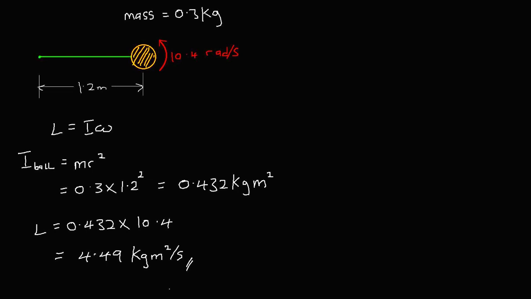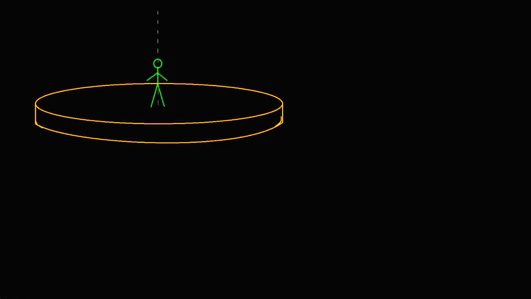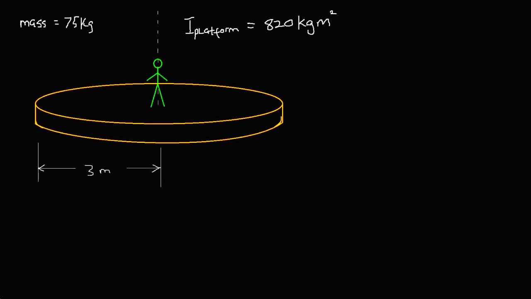Let's move on to something a little more complicated. Assume we have a person of mass 75 kilograms standing at the center of a rotating platform having radius 3 meters and a moment of inertia of 820 kg meter squared. This platform rotates without friction with an angular velocity of 0.95 radians per second.